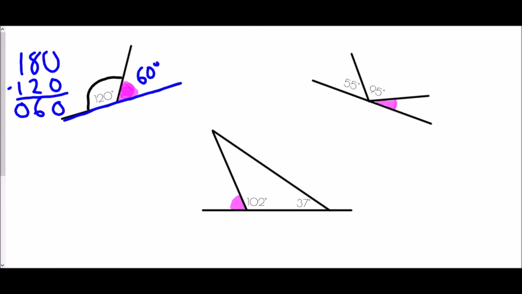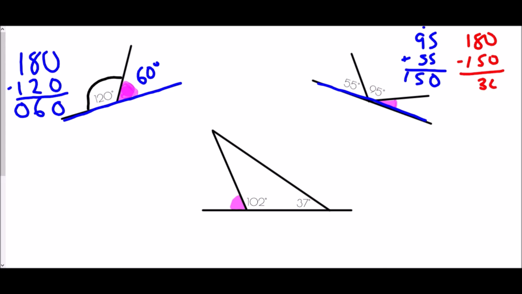In the next one, I've got 55 degrees and I've got 95 degrees and then the pink angle. And those three are forming the straight line this time. So the first thing I'm going to do here is add together the 95 and the 55 so that I can see how much has already been used. So 55 plus 5 is 10. So 1 plus 9 is 10 plus 5 is 15. So that is 150 degrees. And therefore to work out the one which is missing, I'm going to do 180 take away 150. And that leaves me with 30 degrees.